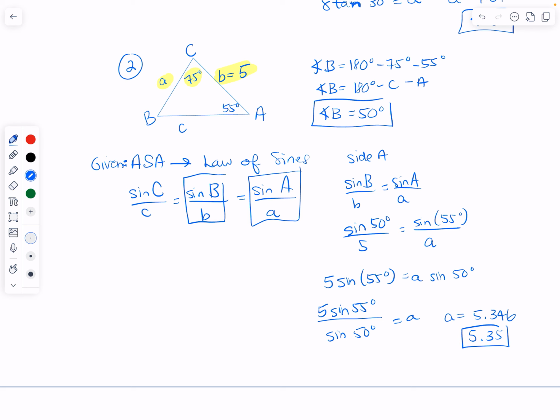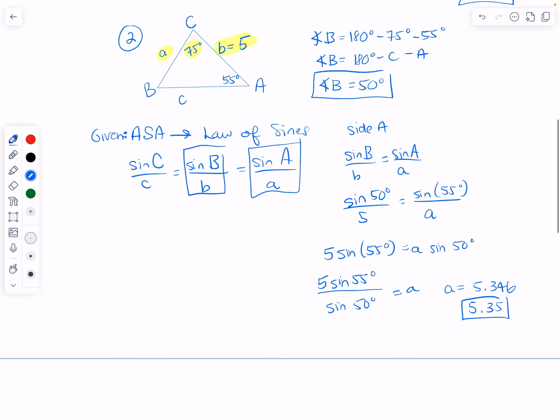So that's side A. Now, I have to also get side C. So I'm going to do the same process. I'm going to use law of sines. I'm going to use sine B over B, but this time around, I'm going to do sine C over C. All right, so sine of angle B, remember angle B was 50 degrees, over side B, which is 5, equals sine of angle C, which is 75 degrees, over side C, which is the unknown.